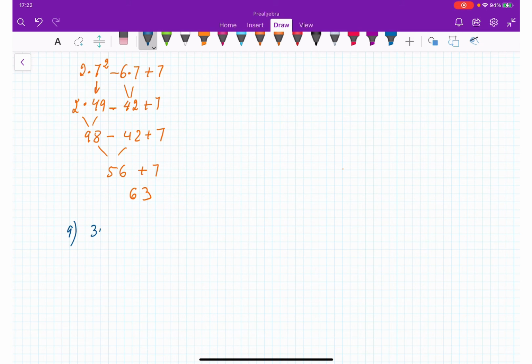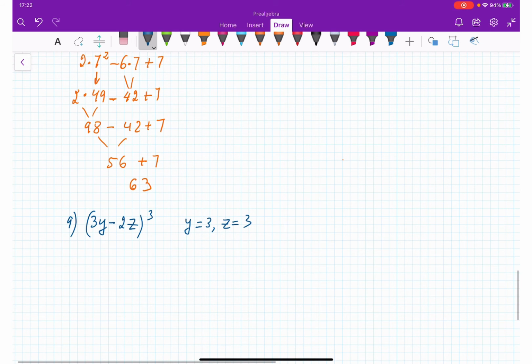3y minus 2z, all cubed, when y is equal to 3 and z is equal to 3. So what we are getting is 3 times 3 minus 2 times 3, and all this to the power 3. From here, 3 times 3 is 9, minus 2 times 3 is 6.